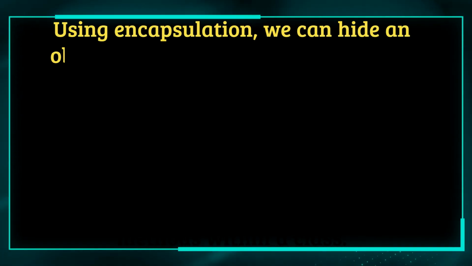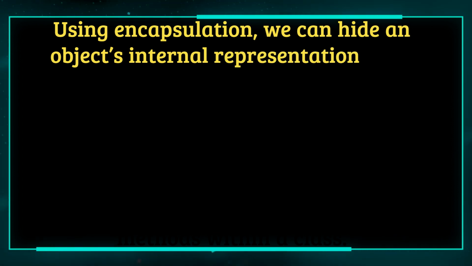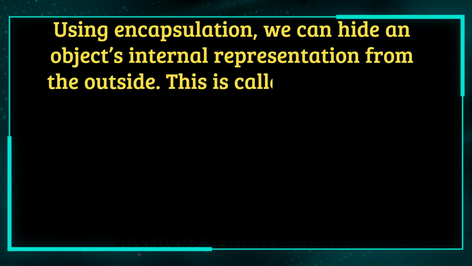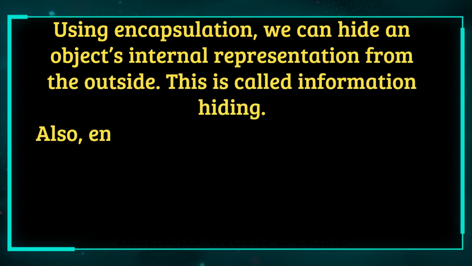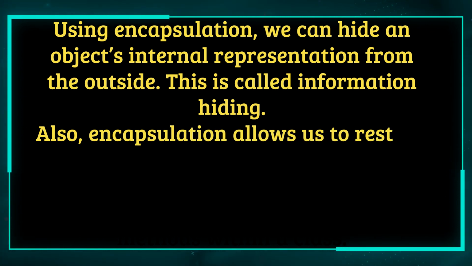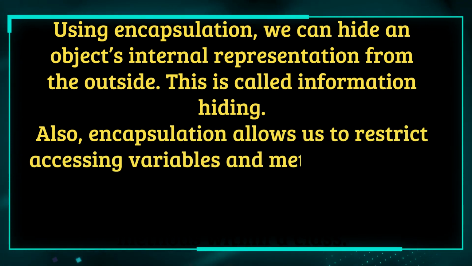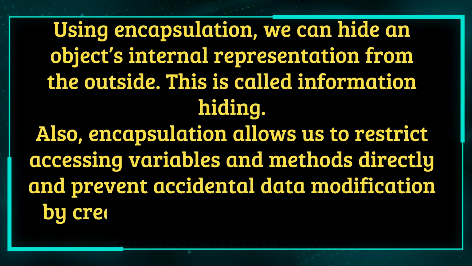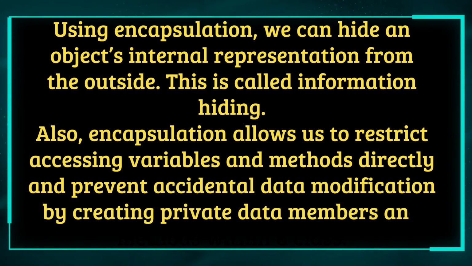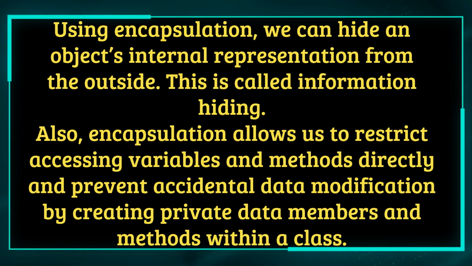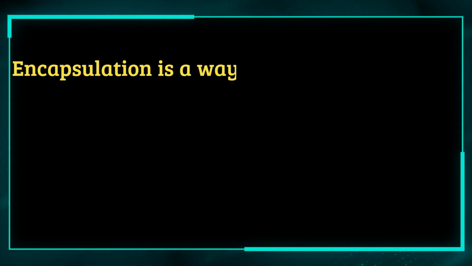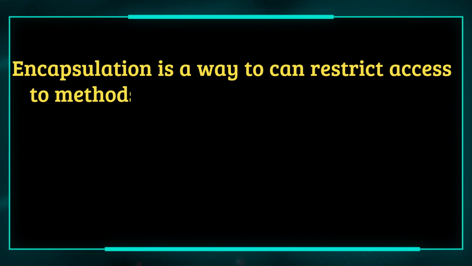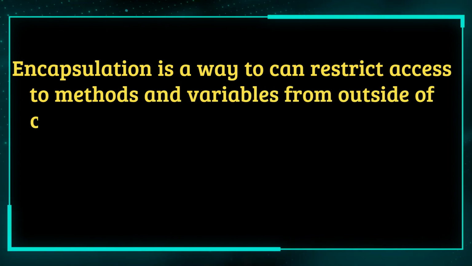Using encapsulation, we can hide an object's internal representation from the outside. This is called information hiding. Also, encapsulation allows us to restrict accessing variables and methods directly and prevent accidental data modification by creating private data members and methods within a class. Encapsulation is a way to restrict access to methods and variables from outside of class.